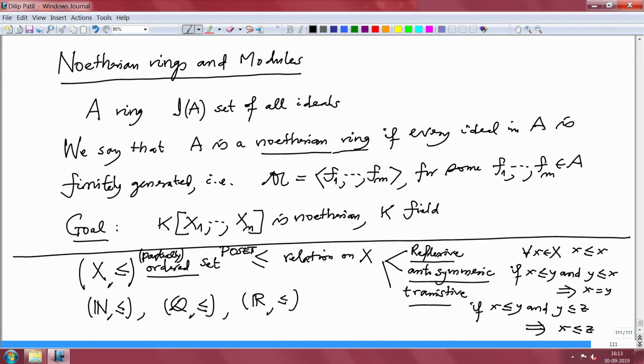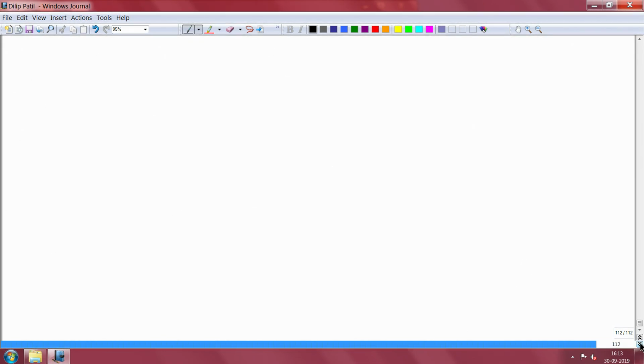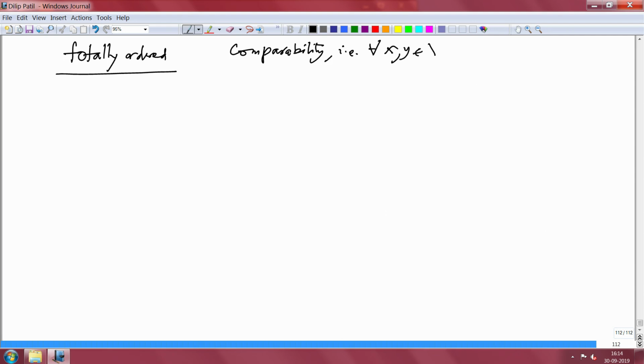So, now what is well ordered? Totally ordered we have defined. The totally ordered means comparability. That means for all x, y in X, either x is less equal to y or y is less equal to x, either or.